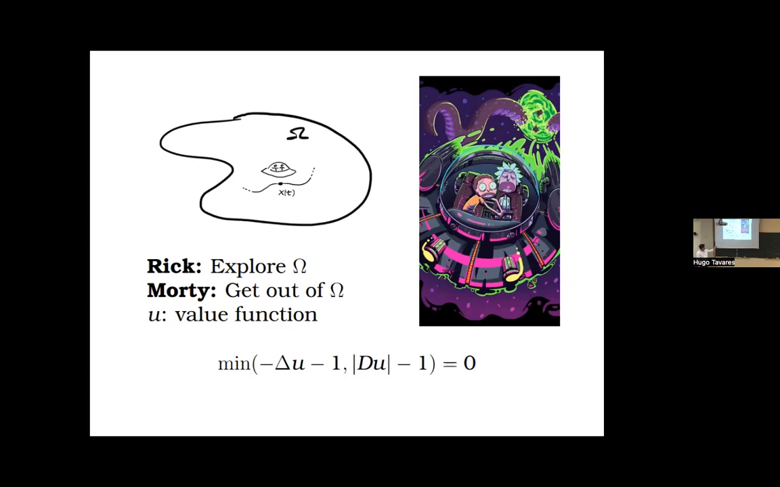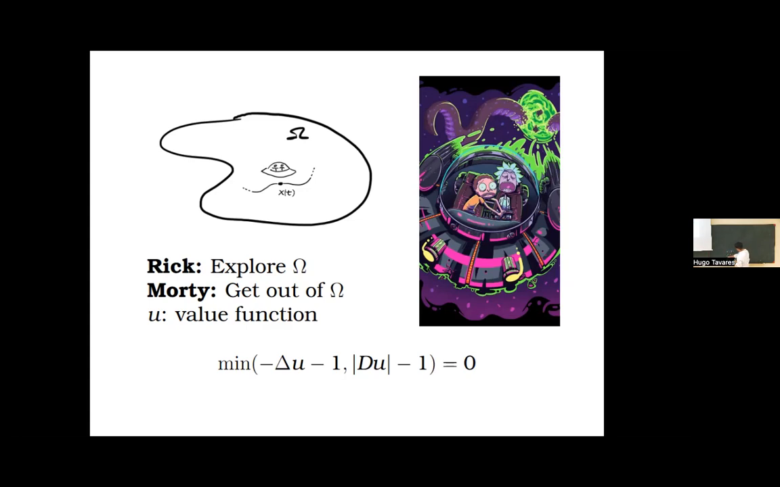So it's the Laplacian, or perhaps depending on your notion of Brownian motion, you will put here a 1/2. So minus the Laplacian minus 1, and then you compare with the length of the gradient minus 1. The minimum of those two numbers has to be equal to 0. And again, this is an obstacle type problem. So in this case, I always ask that the gradient of u is bigger or equal than 1.